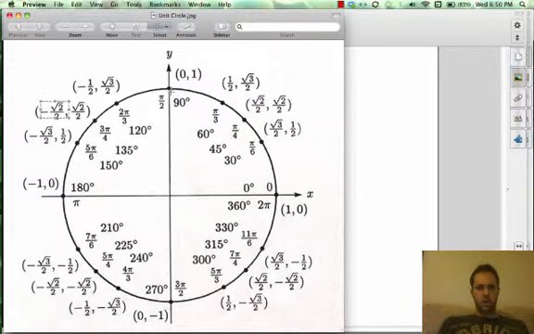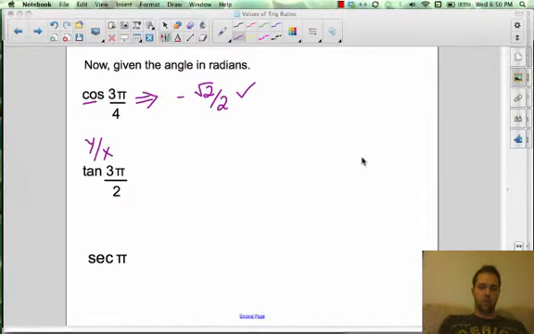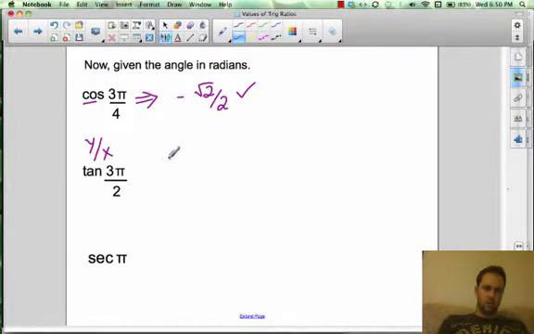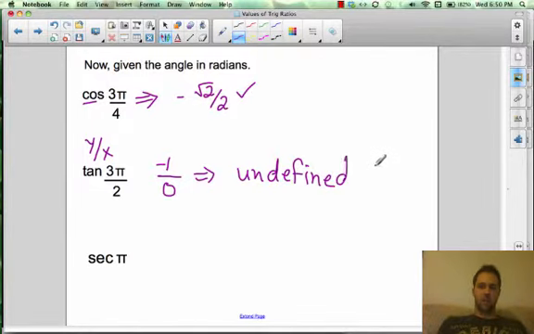3 pi over 2. Here's pi over 2. 2 pi over 2 would be right here. 3 pi over 2 would be right here, which is 270 degrees. Now, x is 0, y is negative 1. So negative 1 is y, and divide it by 0. Now, can't divide by 0, so this is undefined, and we're done.